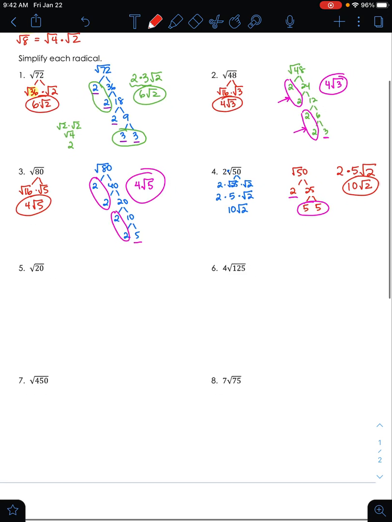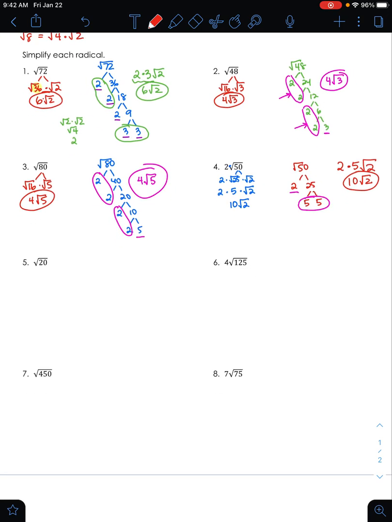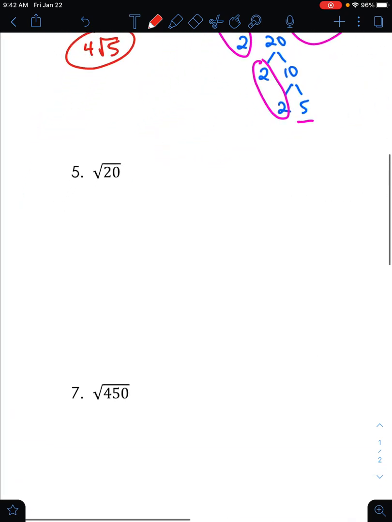Okay, so that is a refresher on simplifying radicals. So I would like you to try the last 4. I'm going to stop the video, work through the last 4, come on back, and I will quickly work through them.